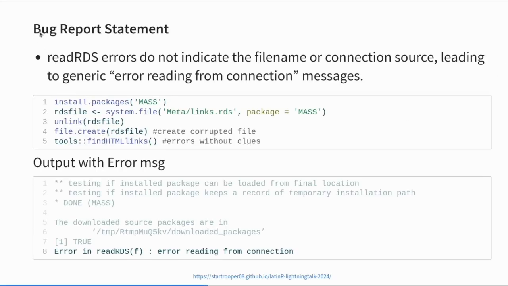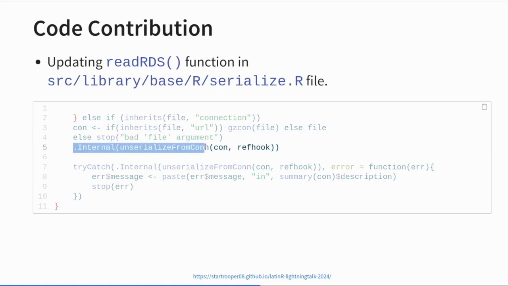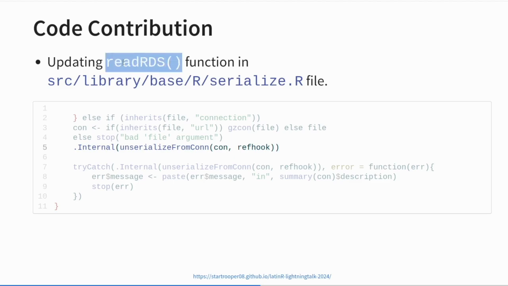So this bug says that whenever this readRDS function gets an empty file or corrupted file, it throws an error, and this error does not give much information about what's wrong with the function and which file is corrupted or empty. So we will change that, and to do so we can update this serialize R file, and inside it we can update the readRDS function.